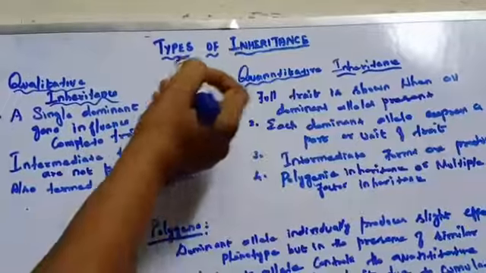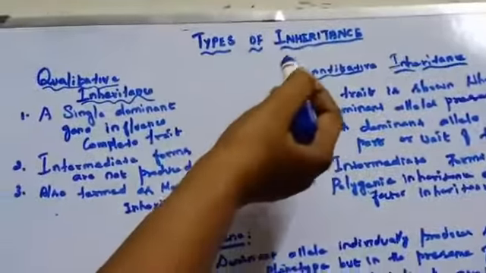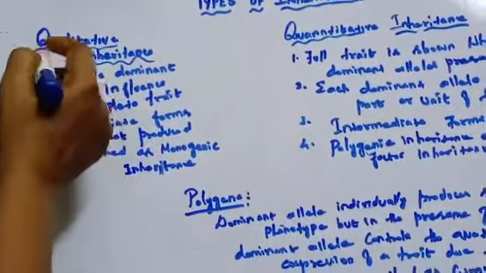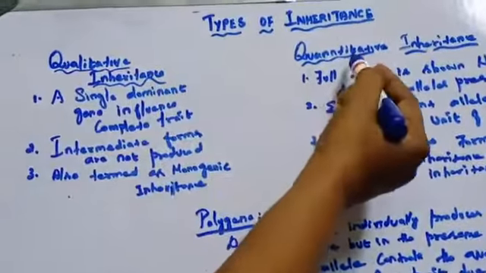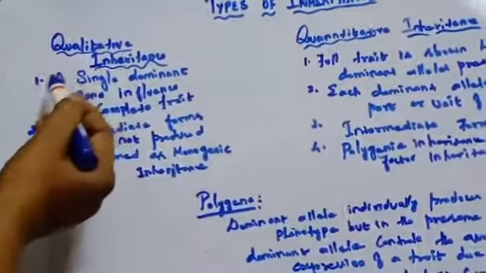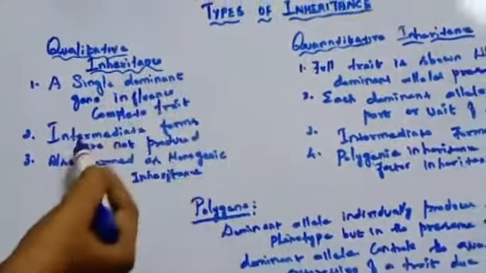Thank you. Today let us see types of inheritance. There are two types of inheritance. One is qualitative inheritance, another one is quantitative inheritance. First we will see what is qualitative inheritance.